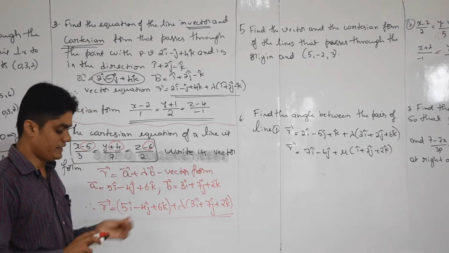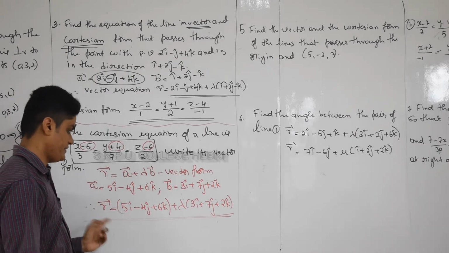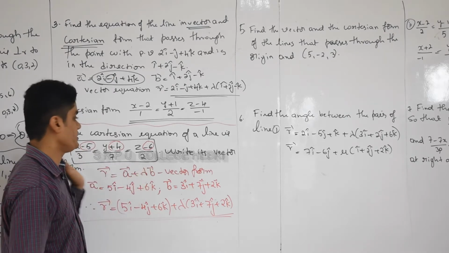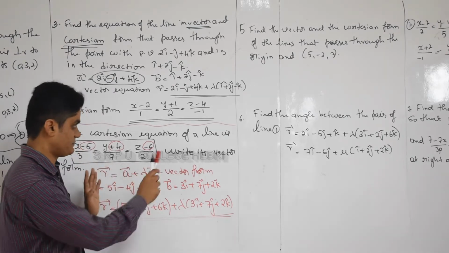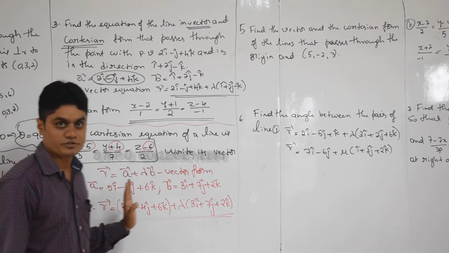So what should we do? Identify what is vector a, that is x1, y1, z1, and identify what is b, that is the denominator. Remember, if it is not in standard form, then you will face some problem. That type of problems is there. I will explain later. Simple 1 mark question. Understood?